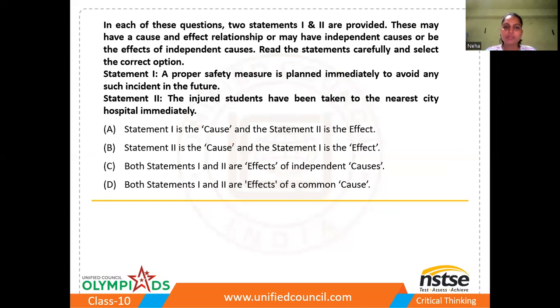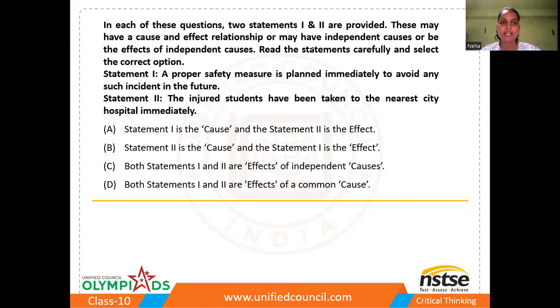Okay, now the next one. The next question is from cause and effect. Let me see what can be the answer. In each of these questions, two statements 1 and 2 are provided. These may have a cause and effect relationship, or may be the effects of independent causes. Read the statements carefully and select the correct option.